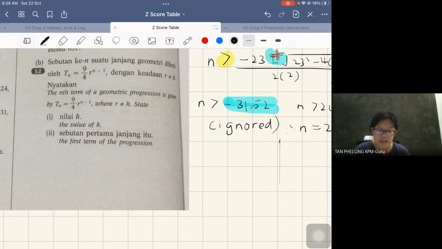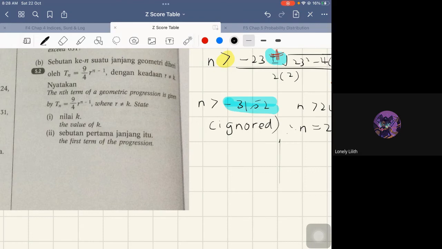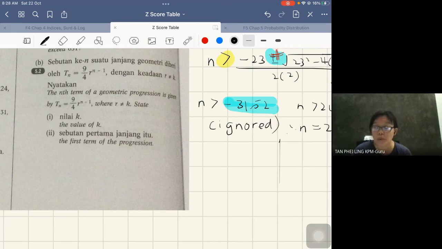In this case, you have to understand that everything in a GP is the power of r that is changing, isn't it? Because every term is multiplying with r. So in this case, can your r be equal to 0? Do you get me? Which means your r cannot be power 0. If your r is power 0, there's no equation to do. It won't become a progression already. It will just be a fixed value.